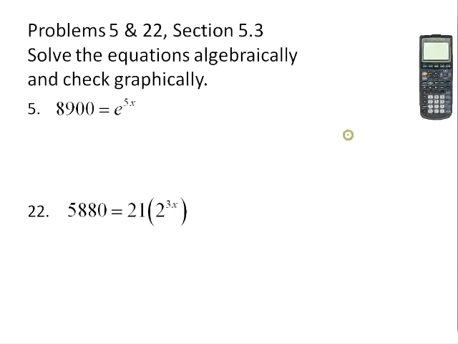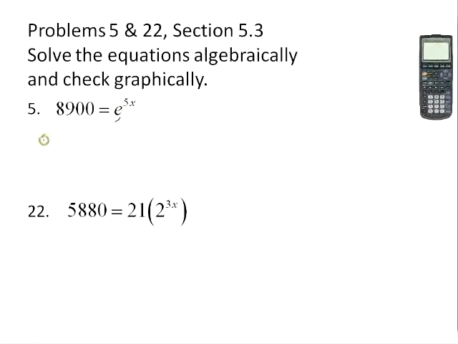In the first problem, what we have is 8,900 is equal to e to the 5x. To solve this particular problem, somehow we need to get this exponent out of the exponent position. To do this, we want to use logarithms, and the logarithm base that we want to use is the natural logarithm, since this is an e to the 5x, and the natural logarithm is the inverse function of the exponential function e raised to a power.